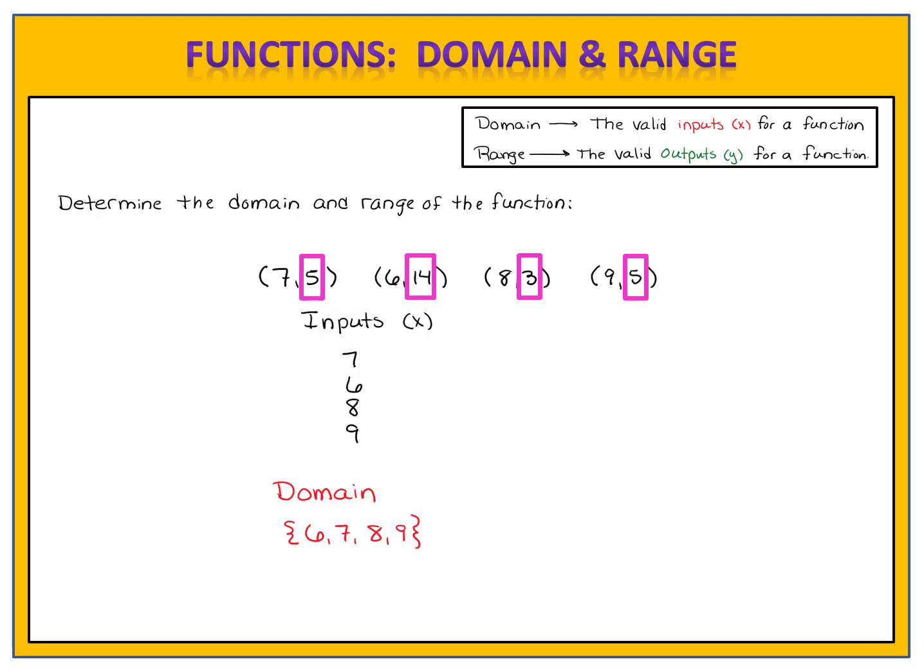We know that the range is the set of y values or outputs. Here we have three different outputs, 5, 14, 3, and then 5 repeats again. Those three numbers make up the range. So the range is the set 3, 5, and 14.